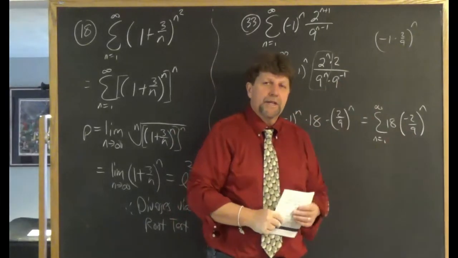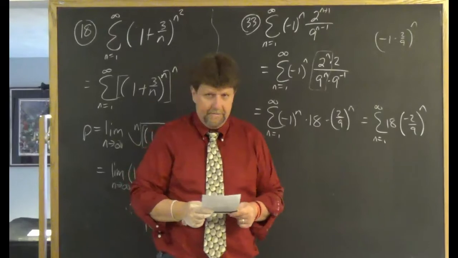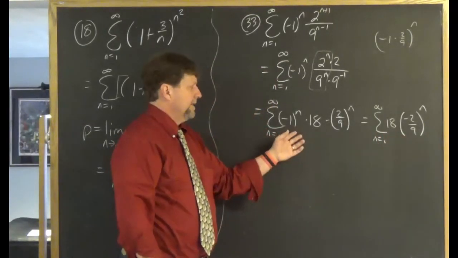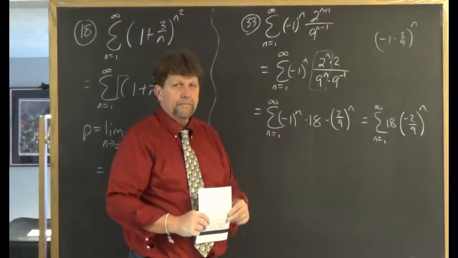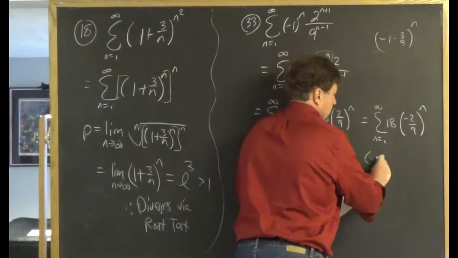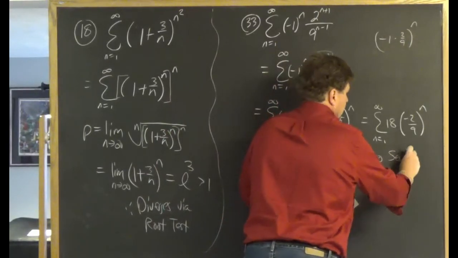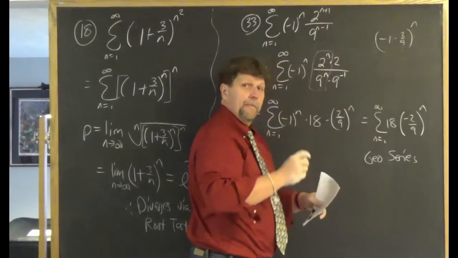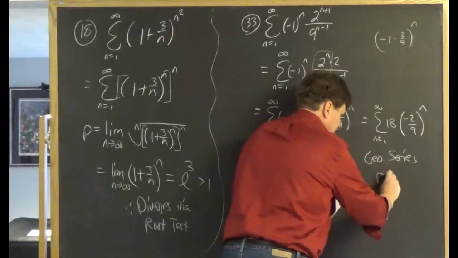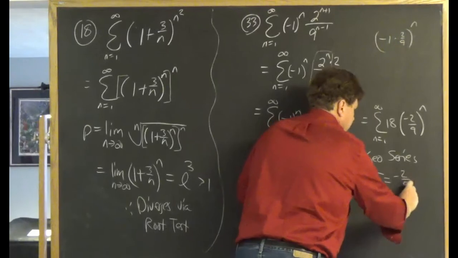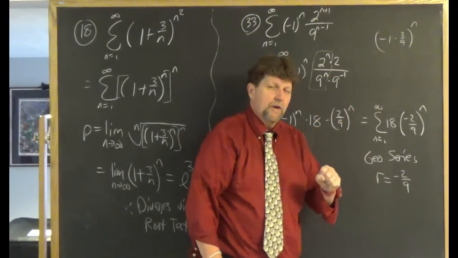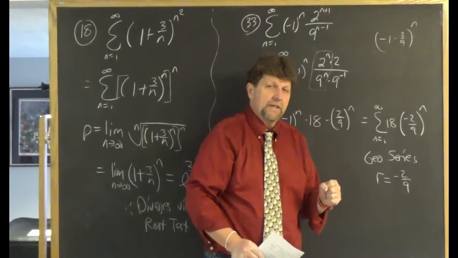What's the value in doing this? Why would I do that? Why would I want to see it like this? That's right, it's a geometric series. It's a geoseries. Here I could say it's a geoseries. R is negative 2/9. But go back and look at what we learned about the geometric series.